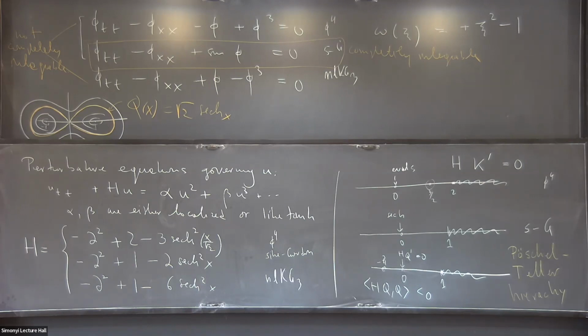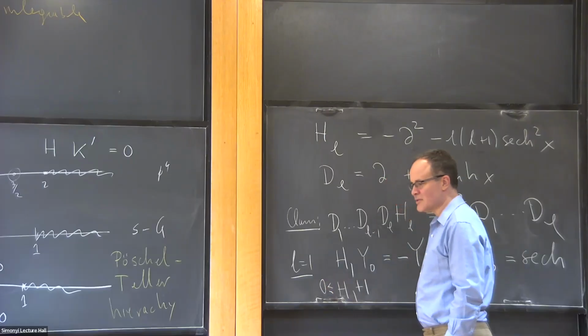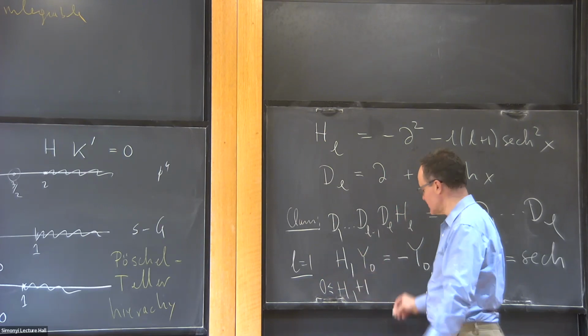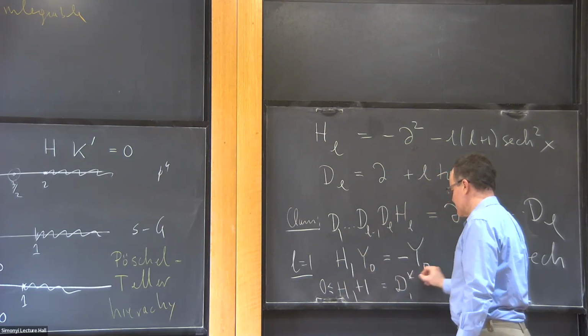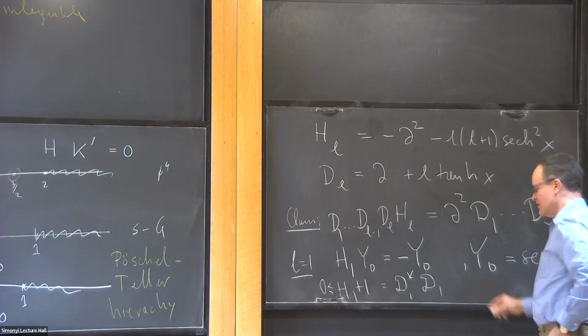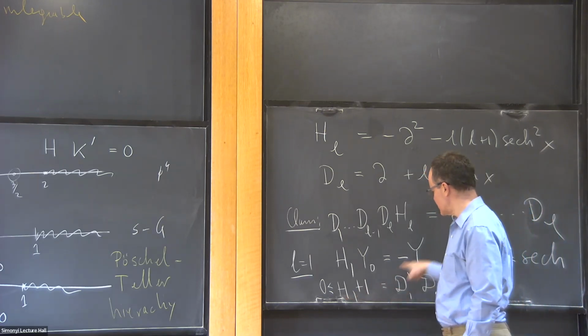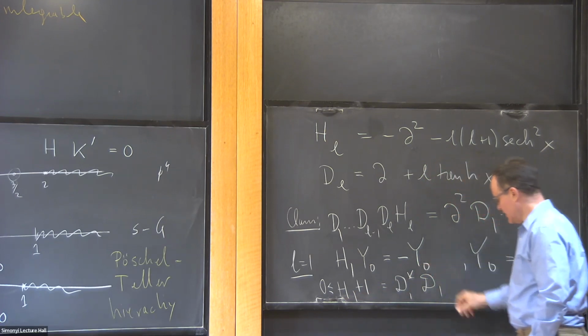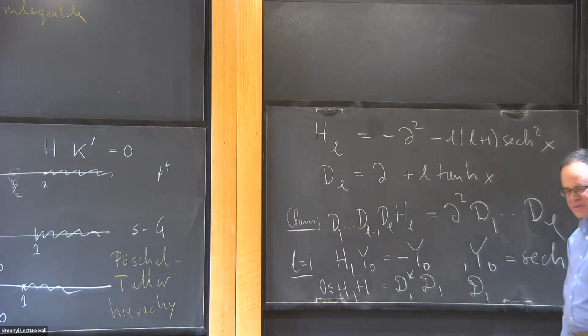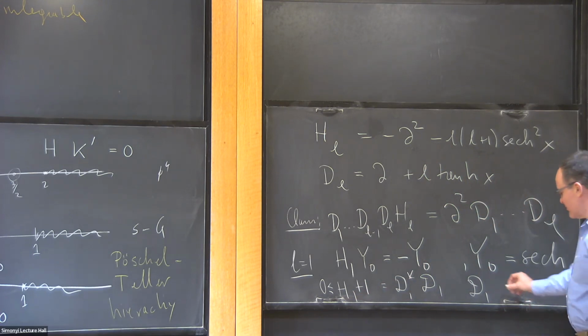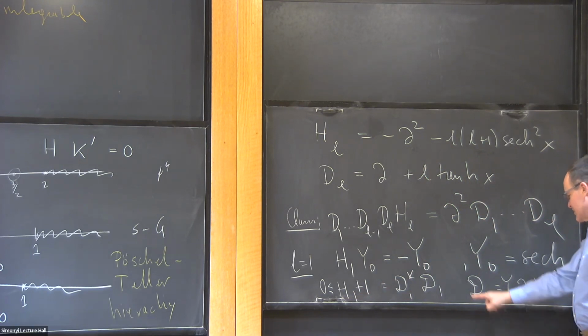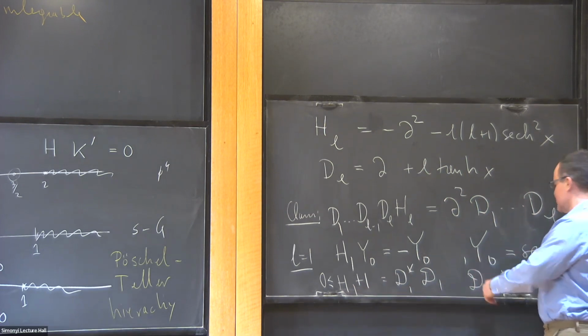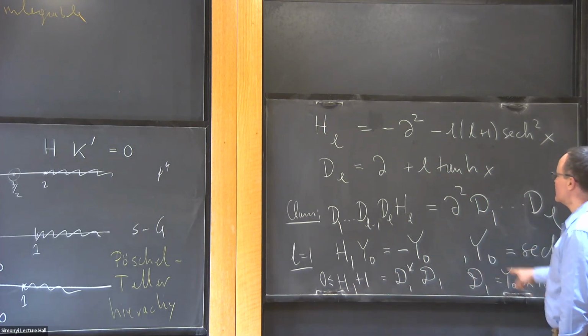Okay. And notice something: h1 plus 1 is now non-negative, and it's not unnatural for us to try and factor it in the form d1 star d1. And what is d1? d1 should have the same kernel as h1 plus 1, which is y0. So how do we generate a first order operator that eats y0? Well, what we should do is y0 inverse del x y0, because then d1 y0 is del x of 1, which is 0. And lo and behold, that thing should give us this.